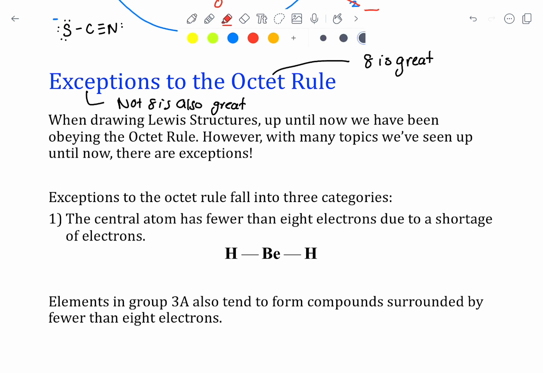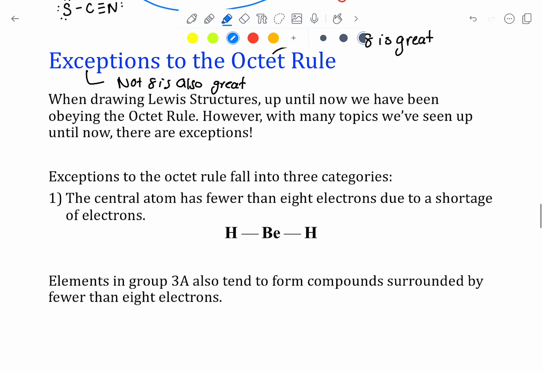So when drawing Lewis structures, up until now we have been obeying the octet rule. However, with many topics we've seen up till now, there are exceptions. So we have 3 different exceptions to our octet rule. So those are 3 different categories. Our first exception is a version of an incomplete octet.